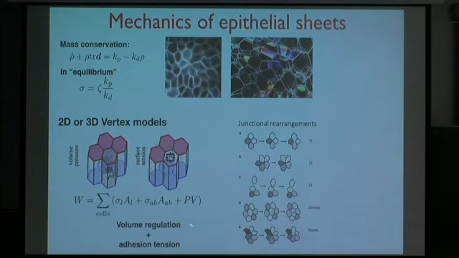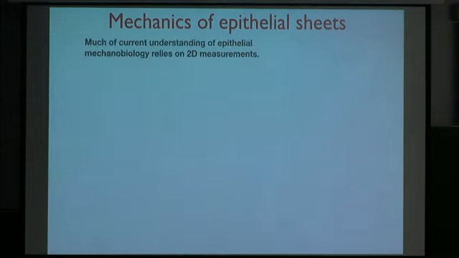And then you also have another ingredient, which is volume regulation. On occasions, these cells maintain volume. And also the adhesion tension that I'm not mentioning, you put also these junctional rearrangements, and this is a powerful tool to understand epithelial mechanics. Now, much of the current understanding has been based on two-dimensional measurements.